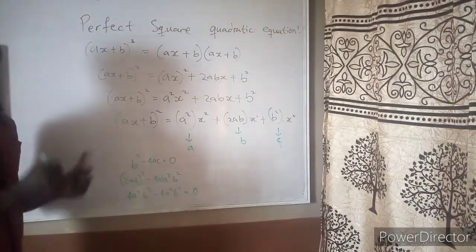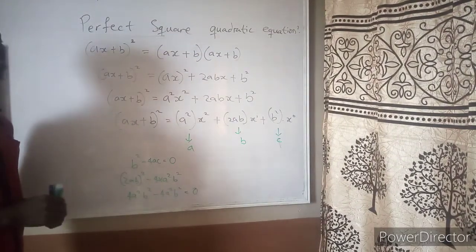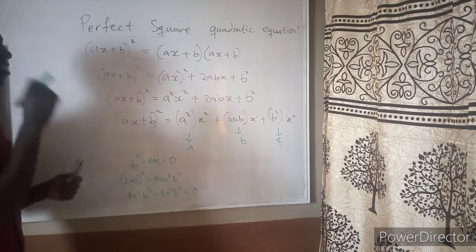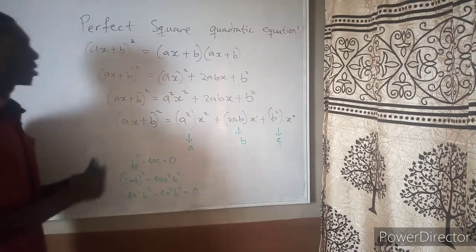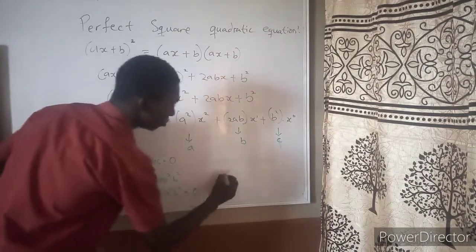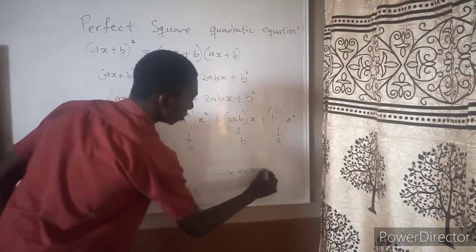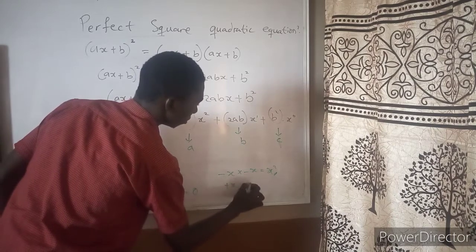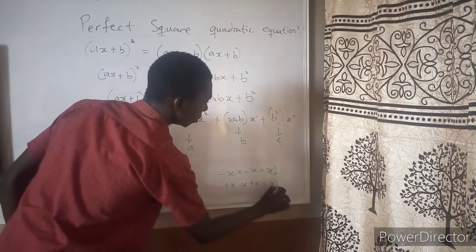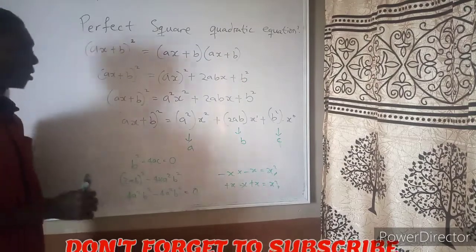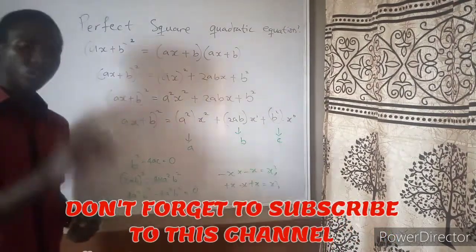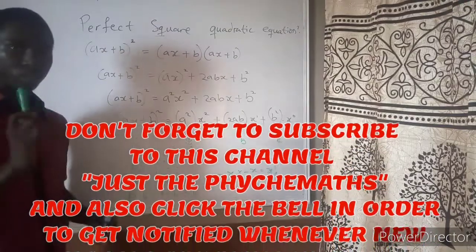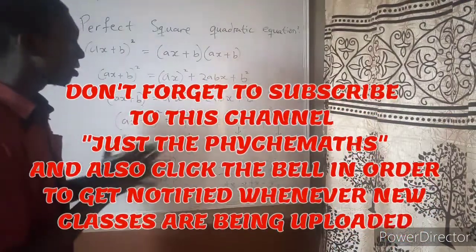That's just it. In summary, a perfect square is simply defined as the product of the same integer. It can be negative as well: minus x times minus x always gives you x squared, and positive x times positive x will also give you x squared. So note that a perfect square will always be a positive number. When you get a negative number as a perfect square, definitely it isn't a perfect square.